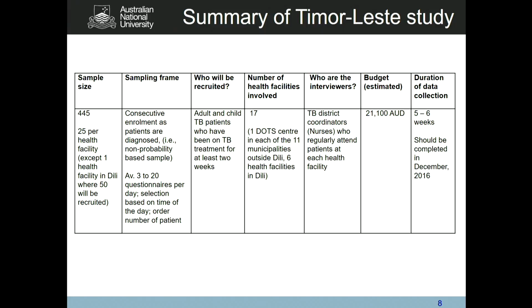Now, the budget is probably a bit lower than some of the other budgets, and it's a bit less than what we need, actually. So these have been fairly low-cost surveys, costing about 20,000 Australian dollars. But I think one of the challenges for us is that we did underestimate the budget, and we're now looking for extra money because we want to have a bit more close supervision. Now, for Timor-Leste, it will take us about 5 to 6 weeks to complete the survey, so it should be completed by the end of the year, which is great, and we'll be analysing early next year.